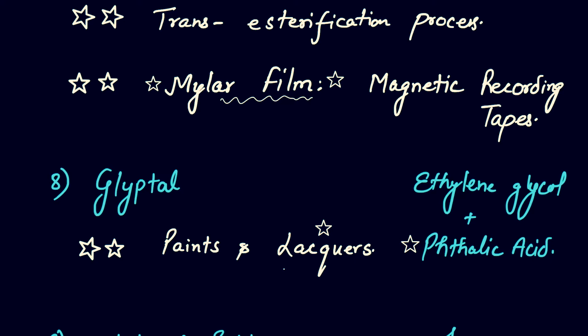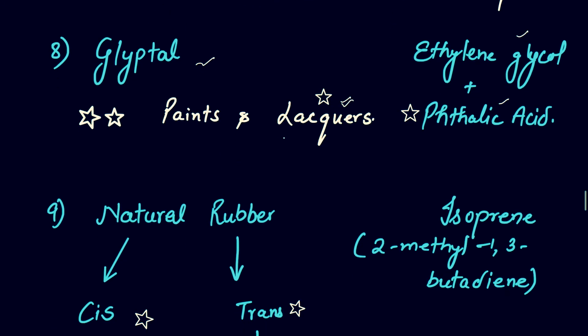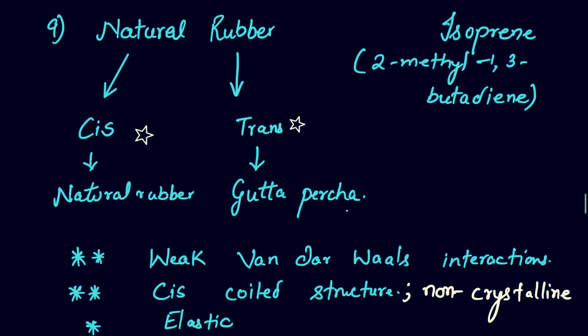Our next polymer is glyptal. Now glyptal is a polymer which contains ethylene glycol and phthalic acid as monomers. So it is generally used in paints and lacquers. This is a very important point. Glyptal is used in paints and lacquers.